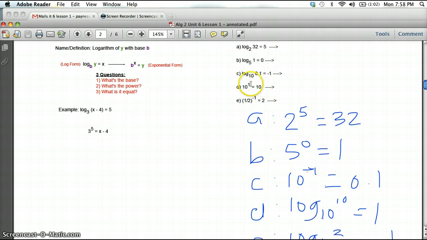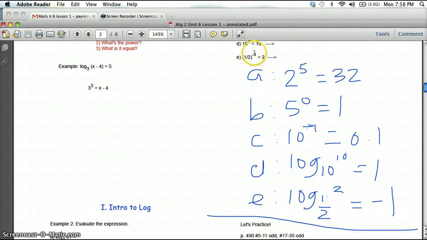Now d and e are written in exponential form, so we need to change them to log form. So d, your base is 10, your exponent is 1, and it's equal to 10. Now remember, in log form, your base is 10. So log base 10 of 10 equals 1. Now if we look at e, our base is a half, so log base 1/2 of 1/2 to the second is equal to negative 1.